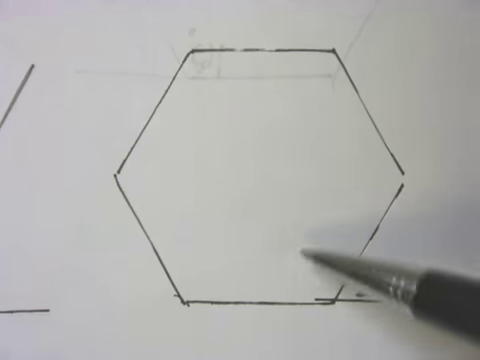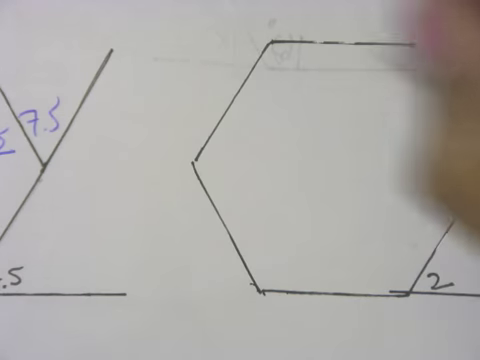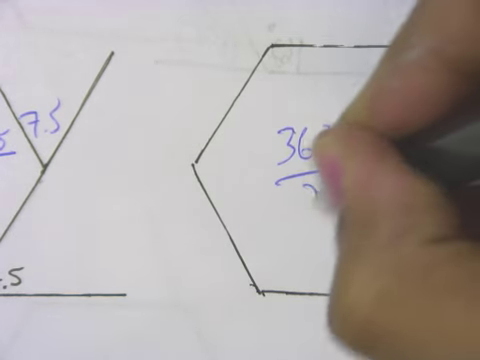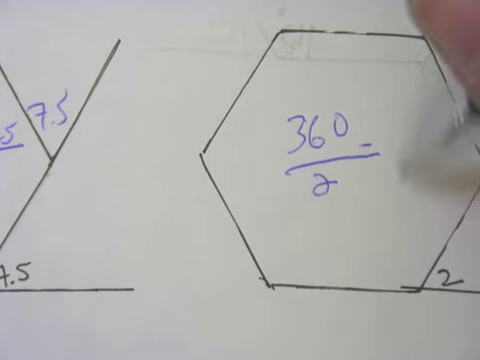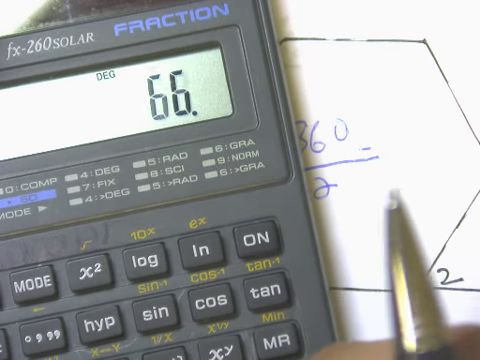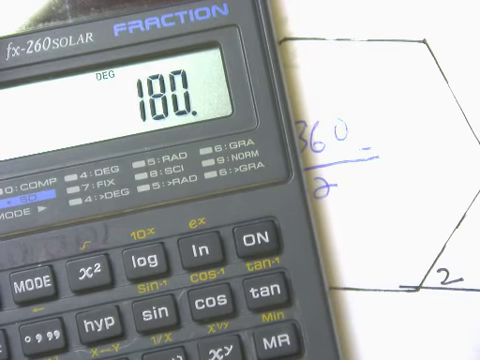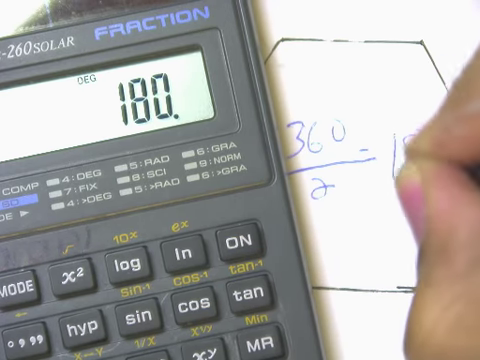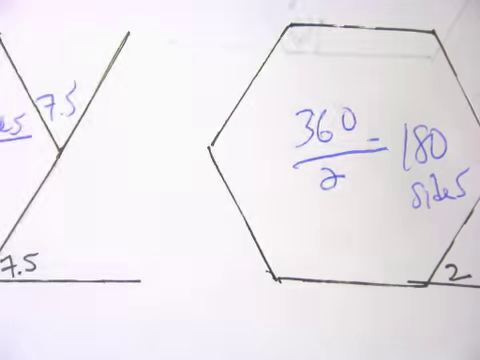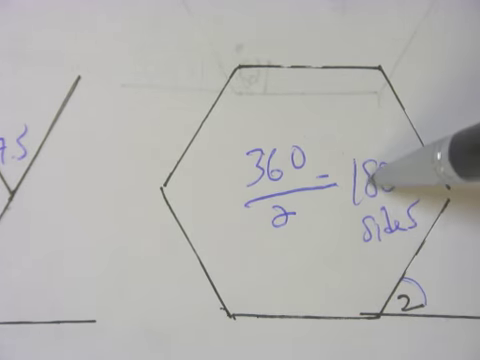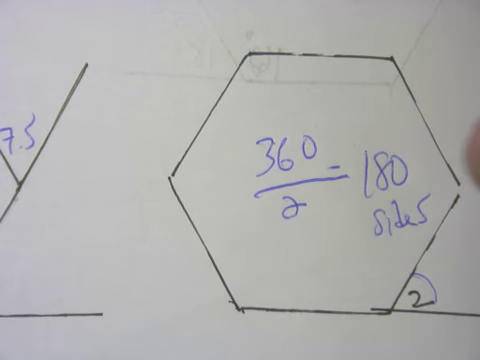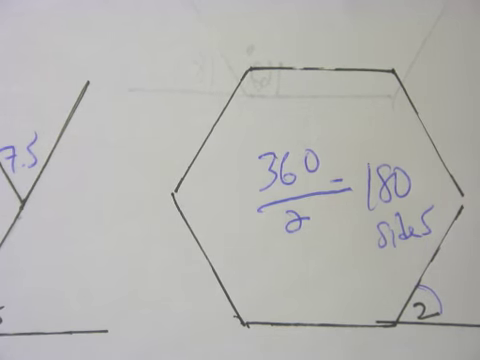And finally, this one has 2 as an exterior angle. Let me ask you a question. Which one do you think is going to be bigger? Do you think this one will be bigger, or do you think the one with the external angle of 2 will be bigger? Take a second to think about that. Well, if I take 360 degrees divided by 2 is equal to, wow, 180 sides. I don't even know what you would call that. So a polygon that has an external angle of 2 degrees would have 180 sides.